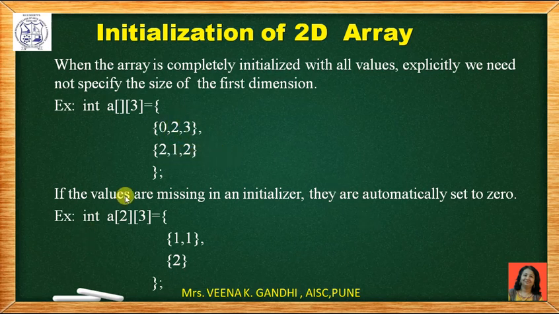But if values are missing while initializing the array, then the missing values are automatically set to 0 by the compiler. So here, int a[2][3], the first row is only initialized with 1, 1, and the second row is initialized with 2. So the missing values are automatically stored as 0 by the compiler.